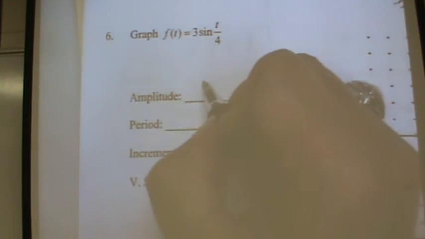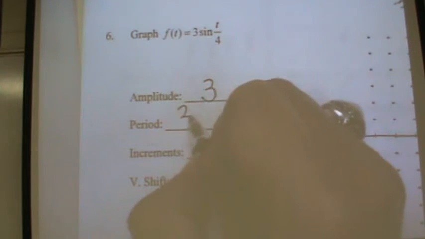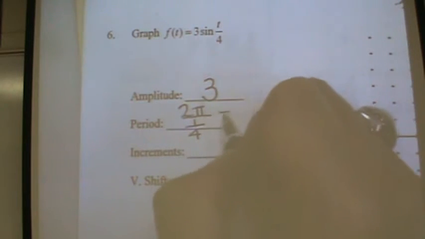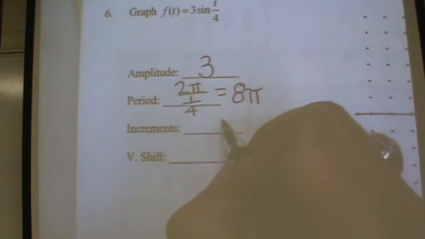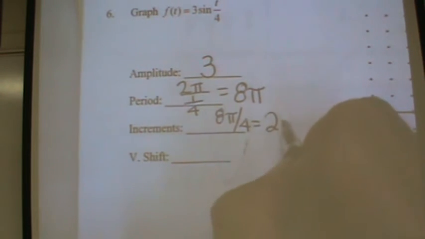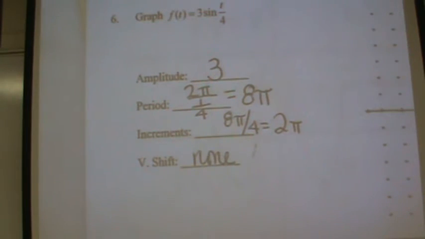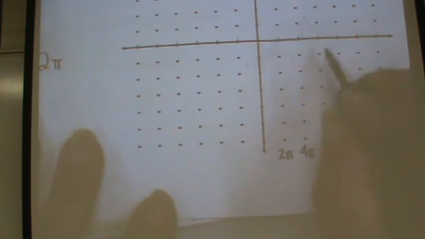Amplitude is what? What's the period? 8 pi. Anyone have it? 8 pi, good job. What are the increments now? 2 pi. So how did you count? 2 pi, 4 pi, 6 pi, 8 pi.